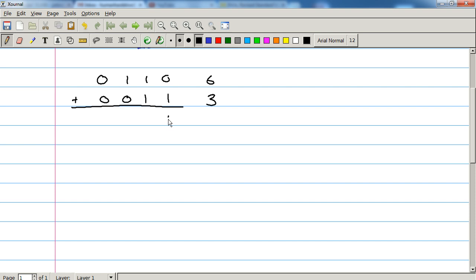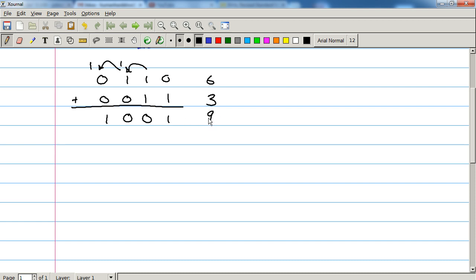So 0 plus 1 is 1. 1 plus 1 is 2, but because we're in base 2, we can't represent a 2 as a 2, so we carry, so this drops to 0. We carry a 1. 1 plus 1 is again 2, so we drop the 0, carry a 1. 1 plus 0 is 1. If we add that up and convert to decimal, we get 9.